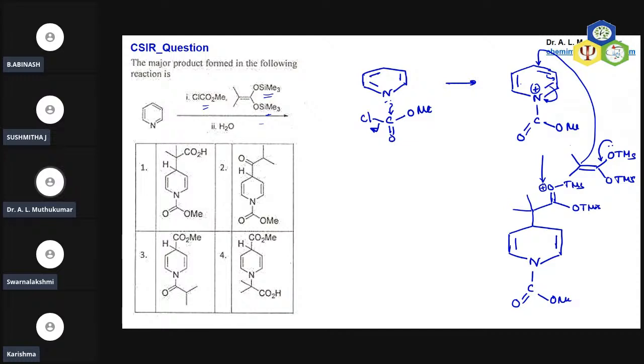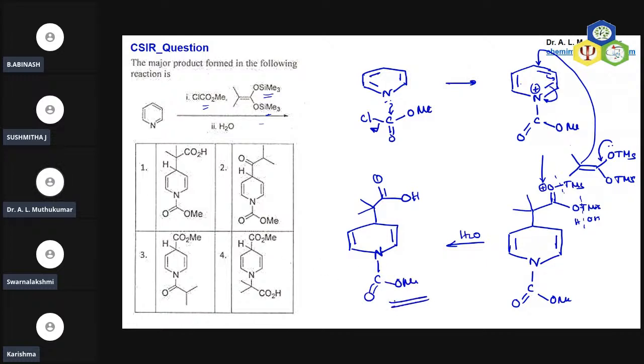Since this oxygen has donated a pair of electrons, a positive charge is generated on the oxygen atom. If you do hydrolysis, this bond will be broken, since a positive charge is already there. Similarly, here also it will be broken. Here you have hydrogen, here you have OH group, and a carboxylic group will be introduced: C double bond O, OH, double bond N, CO, OMe.